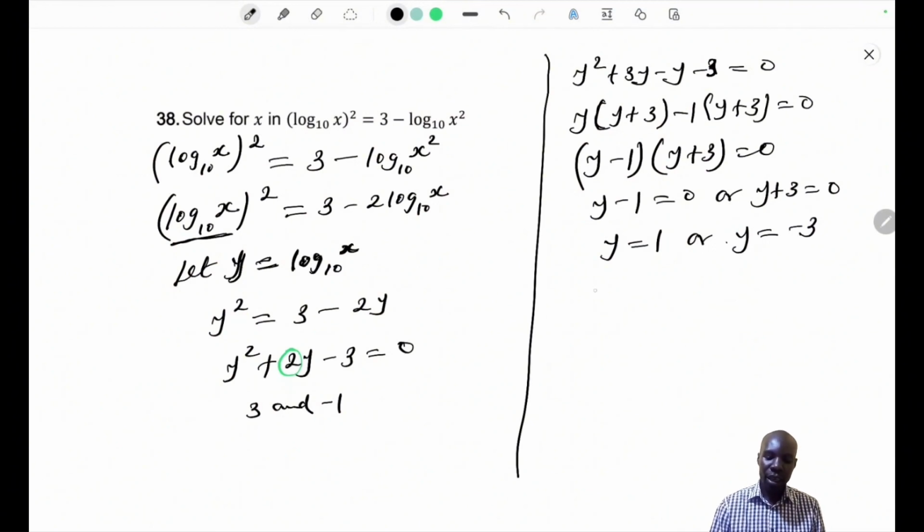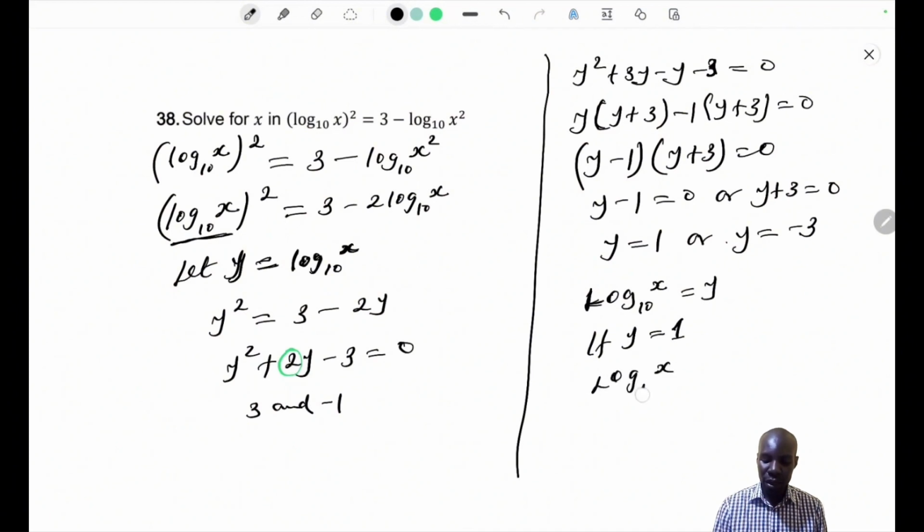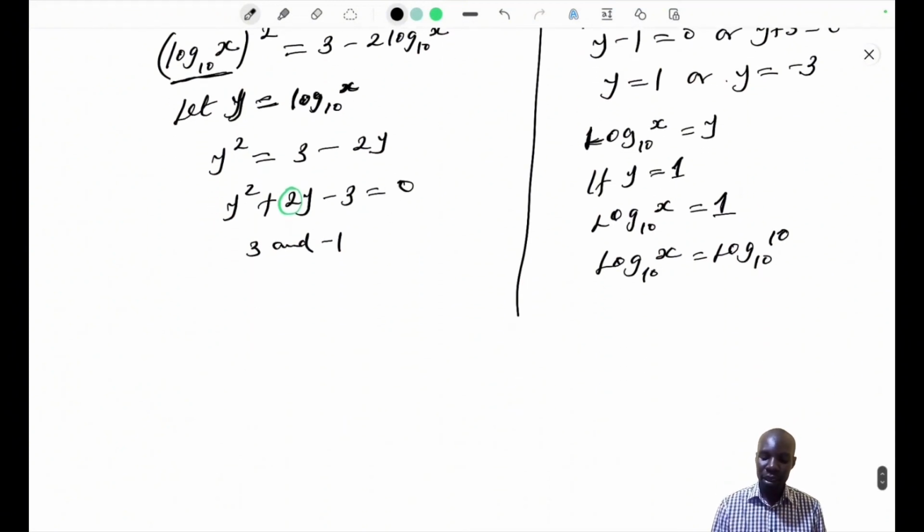And what was our y? We know that log of x to base 10 is equal to y. So if y is equal to 1, what is x? So we'll have log of x to base 10 is equal to 1. So that is the same as log of x to base 10 is equal to log of 10 to base 10, because we know that log of a number to its base is 1. So the log and the base cancel each other, then we are left with x is equal to 10. So that is the value of x.